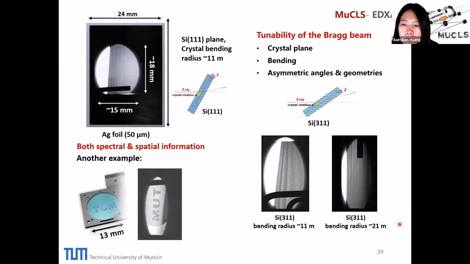There's another example using much less bend. In this case, the bending radius is 21 meters. And again, you see this big difference in energy resolution. So to summarize, depending on the experimental requirements, for example, this one can be used for XAS as it provides high energy resolution and a short energy range. And this one can be used for XANES-type studies, as it doesn't need as high energy resolution, but needs a bigger energy range.